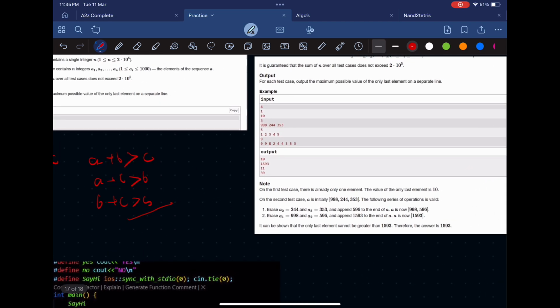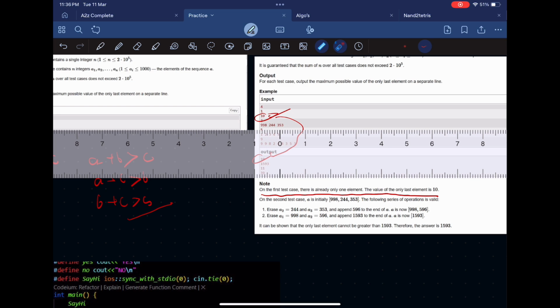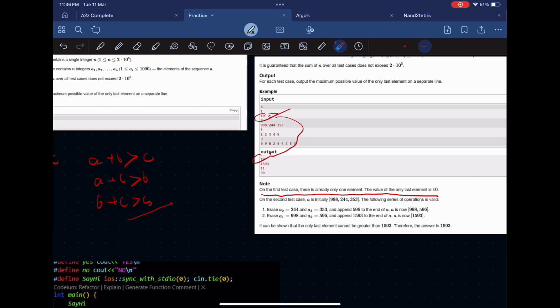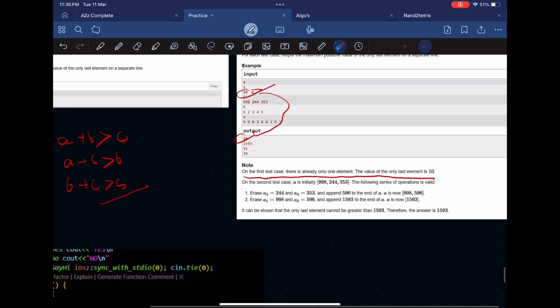So on the first test case there is already only one element, so the value of the only last element is 10, and we return 10. For the second we have three elements: 998, 244 and 353. Let's see if we can combine these two. 244 plus 353 is still less than 998. Can we append it? Let's see.